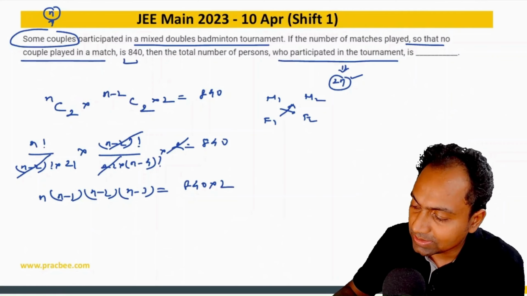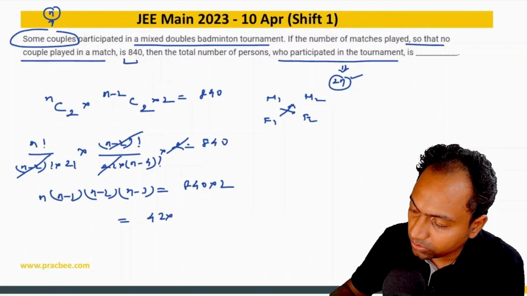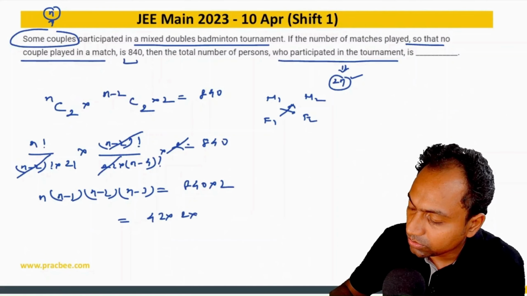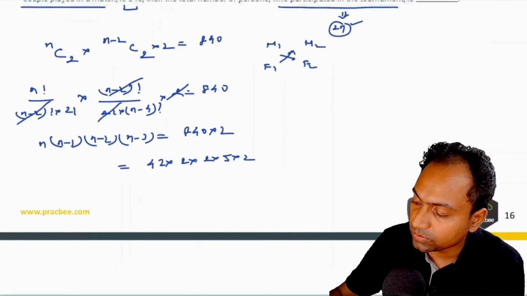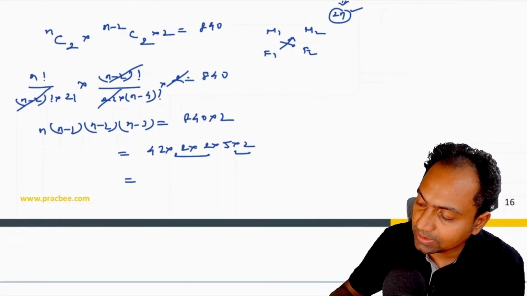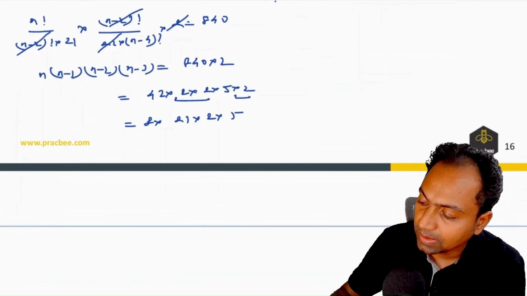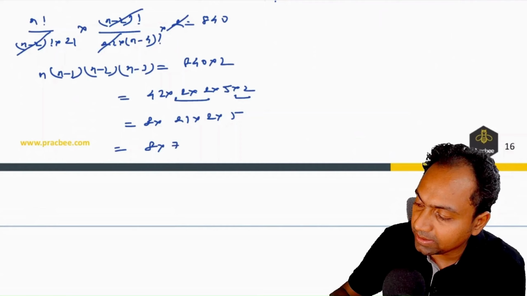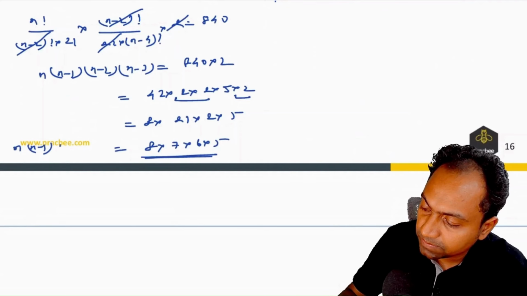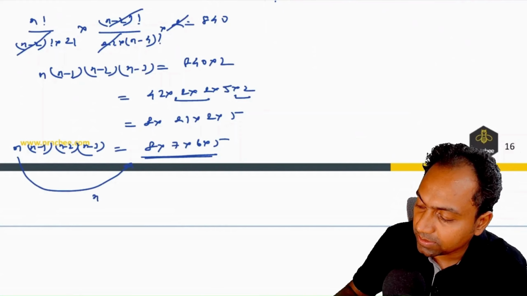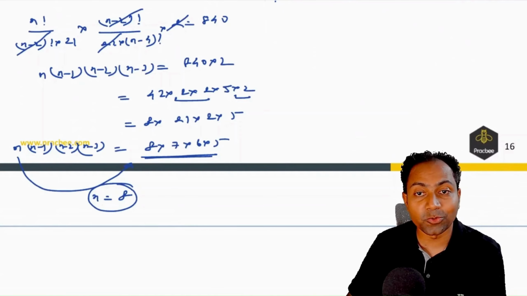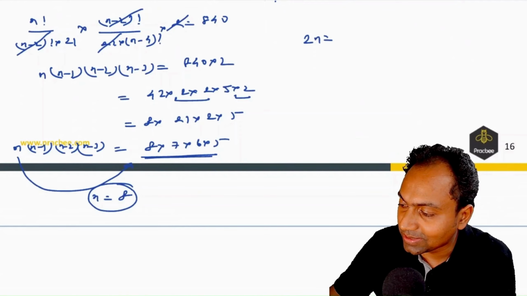And if I do this and simplify, this is nothing but 42 into 2 into 2 into 5 into 2. These three 2's can be written as 8. Now the remaining can be written as nothing but 21 into 2 into 5. And this we can refactorize and write as 8 into 7 into 6 into 5. So if I observe both the sides, what we can observe is the value of n is nothing but 8. If the value of n comes out to be 8, the answer of this question comes out to be 2n, that is nothing but 60.